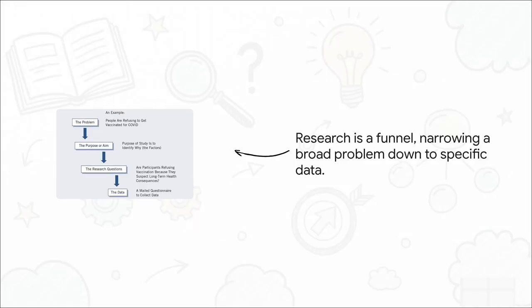A great way to think about research is like a funnel. You start with this huge, broad problem. Like, let's take the example here. People are refusing to get vaccinated for COVID. I mean, that's way too big to study all at once. So the purpose statement comes in and narrows it right down, giving it focus. Something like, to identify the factors behind that refusal. Then you can ask specific questions and collect data. That purpose statement is the crucial link that makes the whole study work.